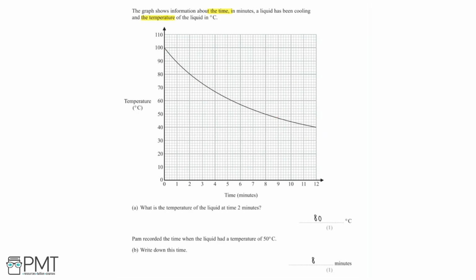And so we can therefore say that Pam is correct because the gradient is steeper in the first 3 minutes and less steep between 9 and 12 minutes. And so therefore the temperature of the liquid drops more in the first 3 minutes of cooling than it does between 9 minutes and 12 minutes.